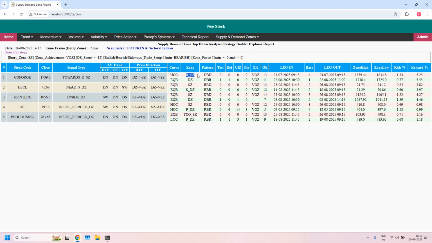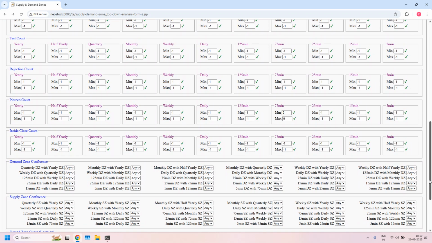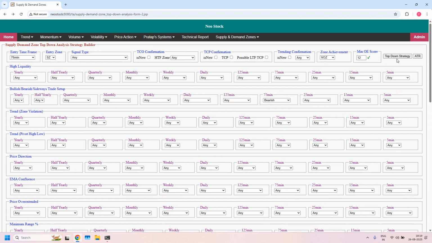And entry time frame zones are 75 minute supply zones. Out of these 5 75 minute supply zones, there could be some high probability trade setups supported by zone confluence. We need to filter them based on different zone confluence and EMA confluence strategies that you learned in lesson 27. So the first filter is LTF and ITF supply zone confluence, that is 75 minutes and daily supply zone confluence. I am enabling the filter, applying on the 5 stocks.